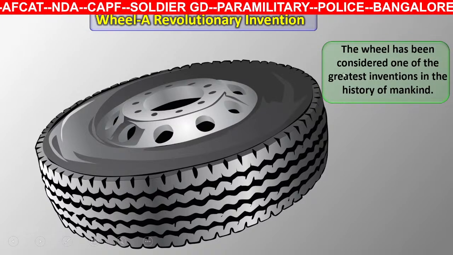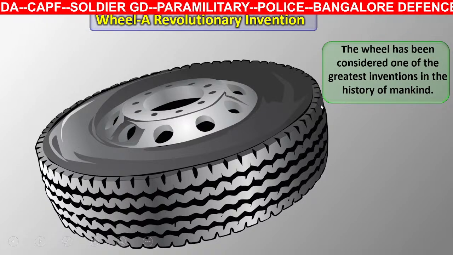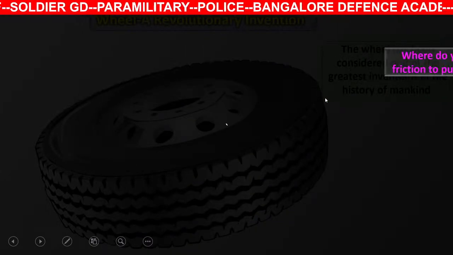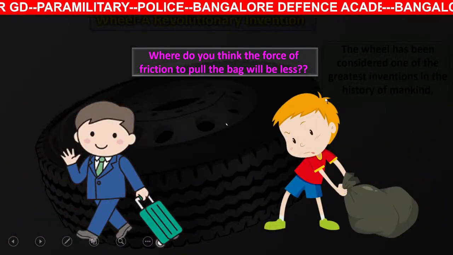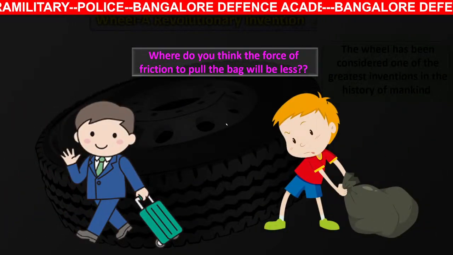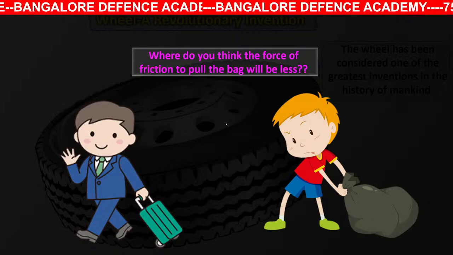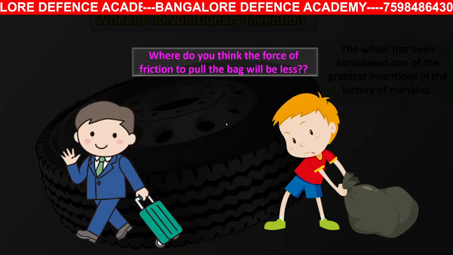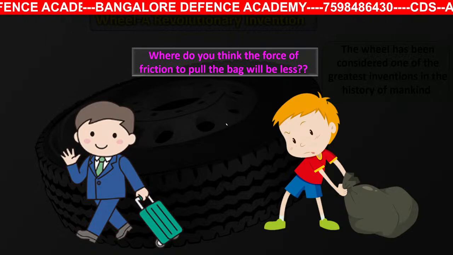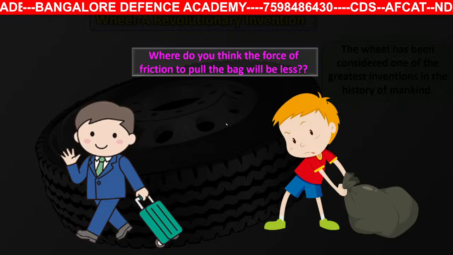Look at this. The wheel has been considered one of the greatest inventions in the history of mankind. So when do you think the force of friction to pull the bag will be less? Okay, now look at this. There are two persons going to do some work. One is trying to pull this bag, and one is trying to push this bag. Which is easy?